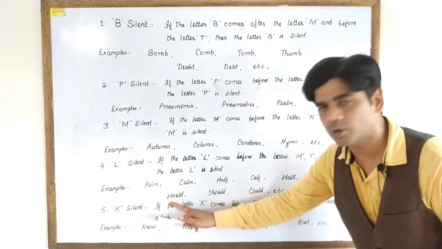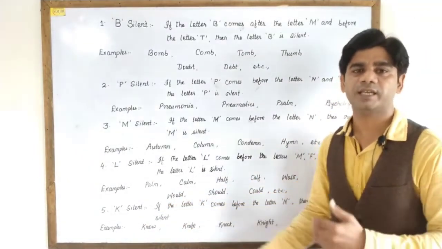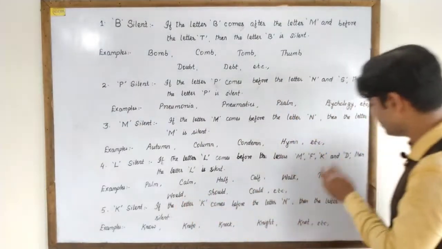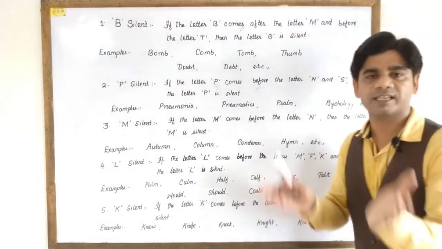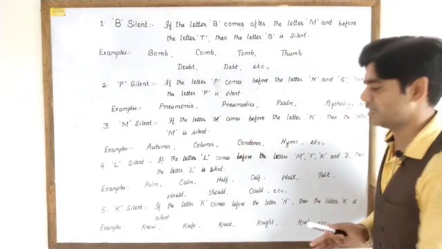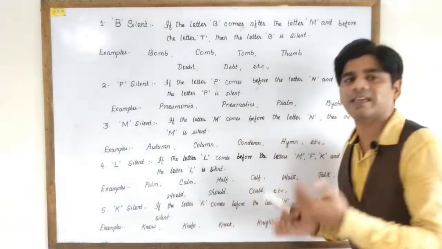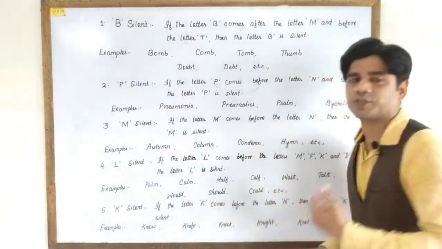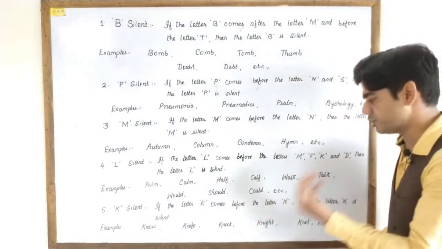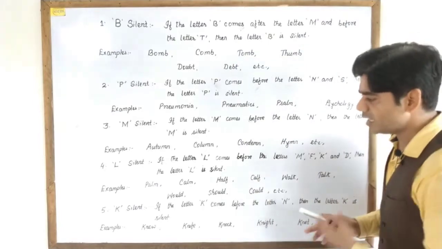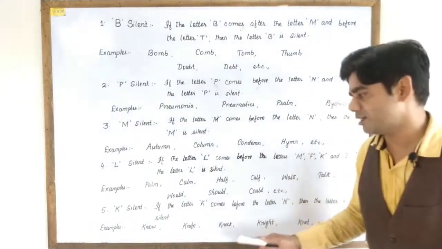Now WOULD, would. Here you can see that there is the letter L and it comes before the letter D. As per the rule, if the letter L comes before the letter D, then L becomes silent. So WOULD, would. Another example we have is SHOULD, should. COULD, could.